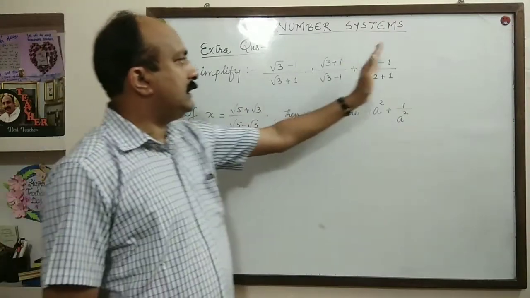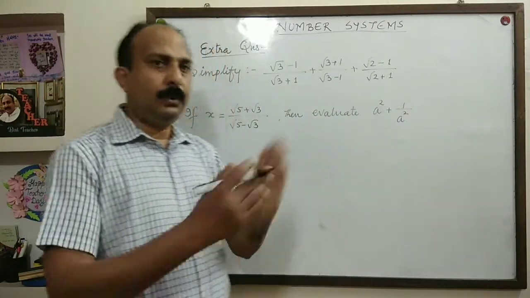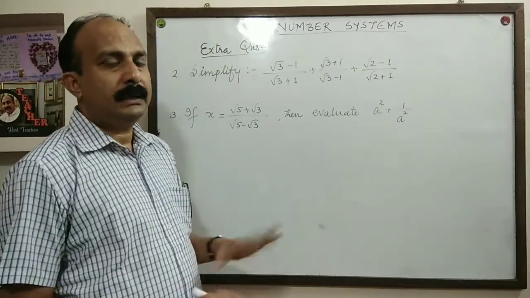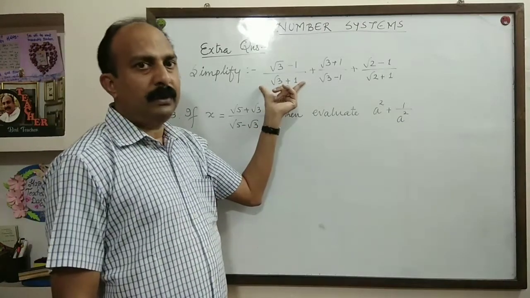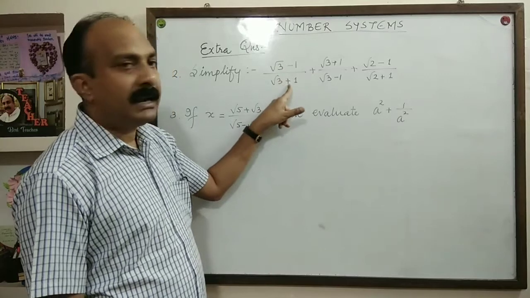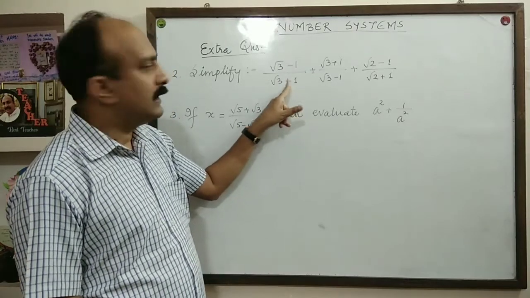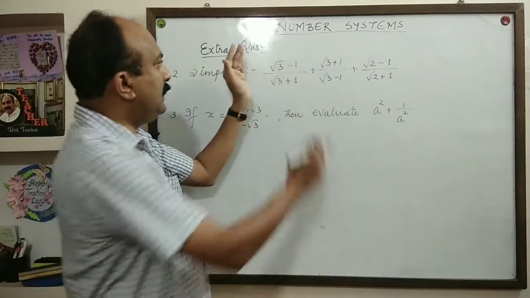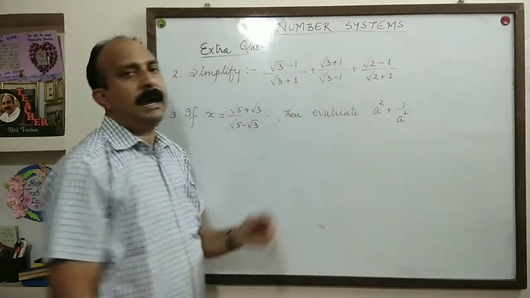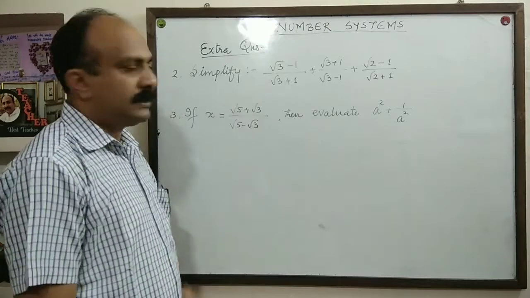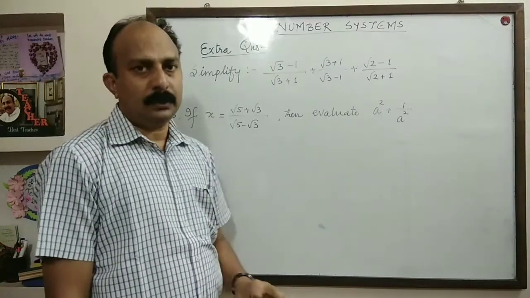If you get this type of question, several terms to add or subtract, the general method is that take individual one and rationalize the denominator. Rationalize the denominator of each of them separately, and then add them together. But in this question, you can do a shortcut also.